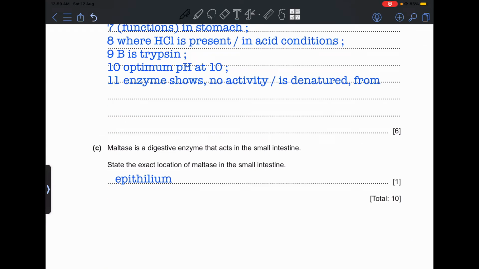C says maltase is a digestive enzyme that acts in the small intestine. State the exact location of maltase in the small intestine. Of course, this is the epithelium.